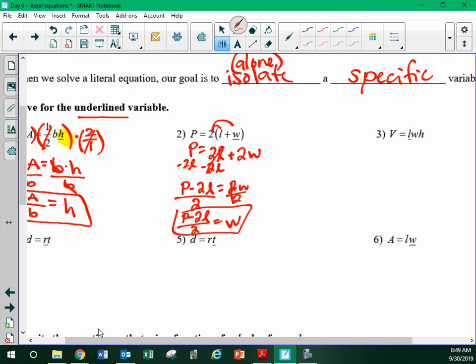Again, you don't have to know what it means. I'm just letting you know that these are actual things. I'm not just throwing letters at you just for the fun of it. These do actually represent something.